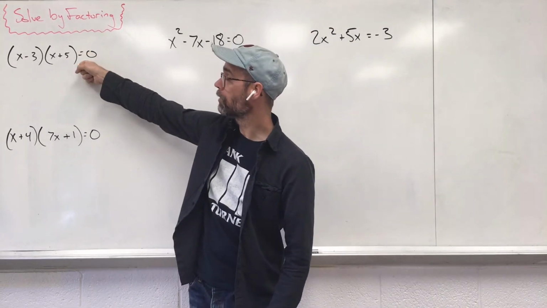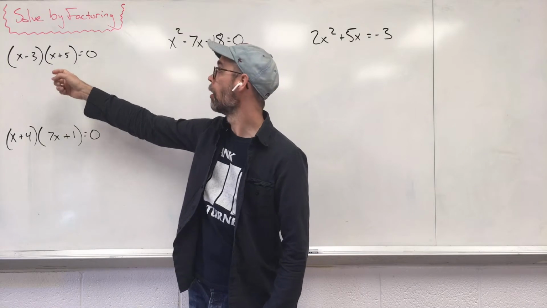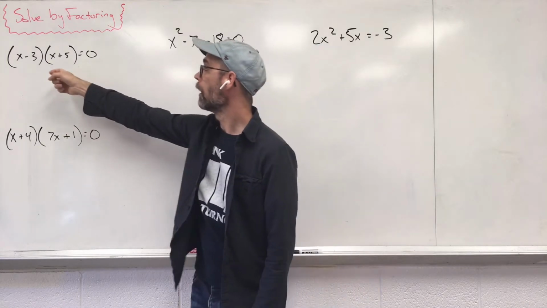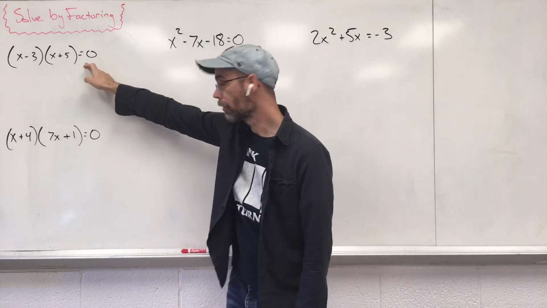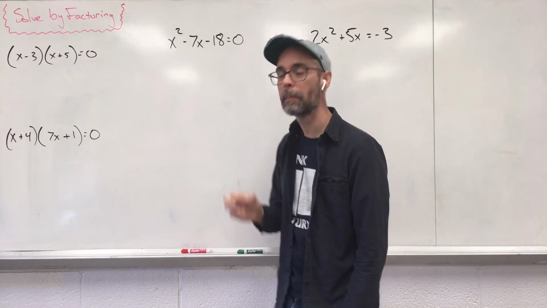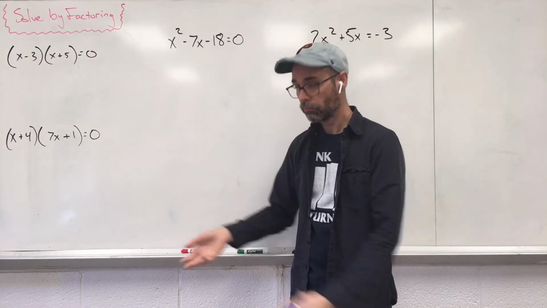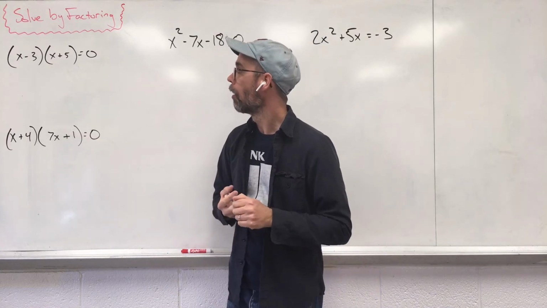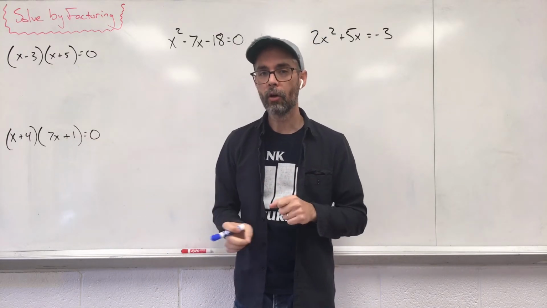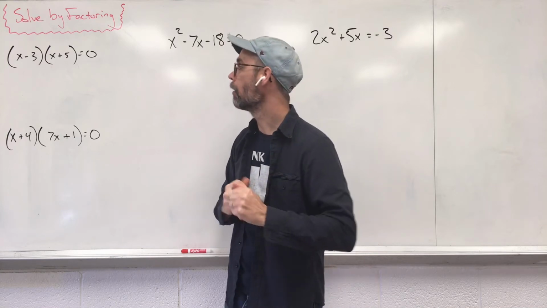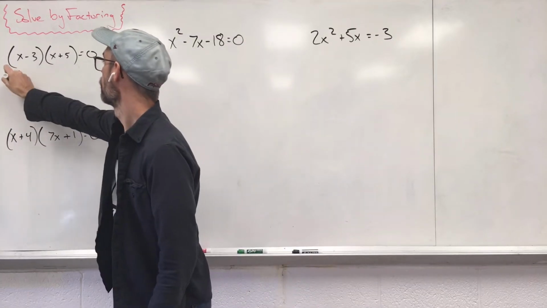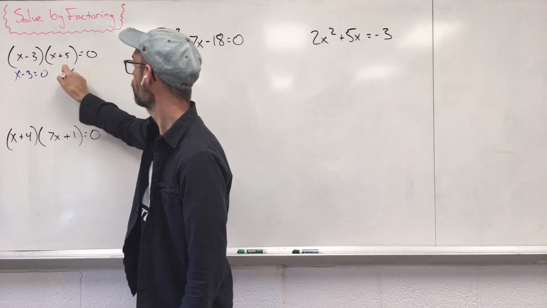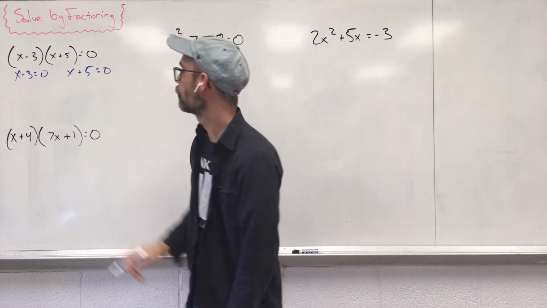Whenever you see an equal sign next to a quadratic, or two factored binomials, the equal sign says solve. Find me what x is. So we're going to do that. When you have something that's already factored, all you need to do is break up each binomial and set them each equal to 0. So x minus 3 equals 0, x plus 5 equals 0.